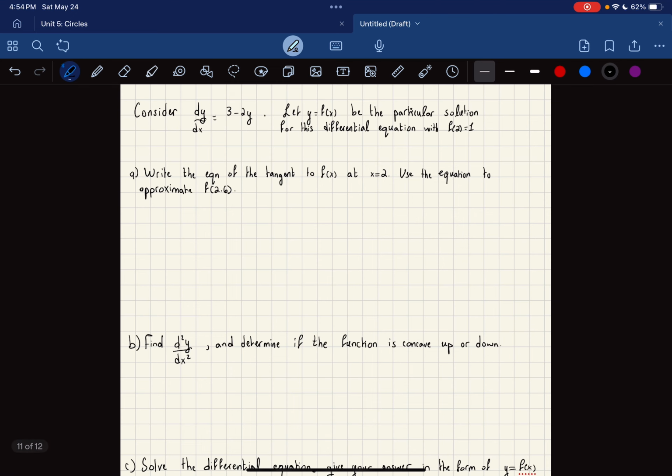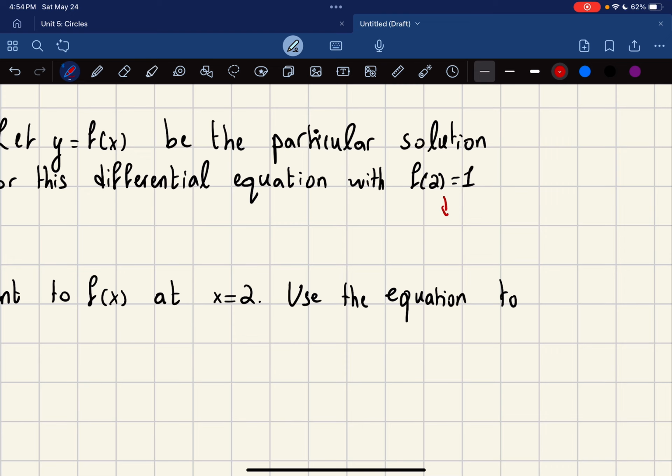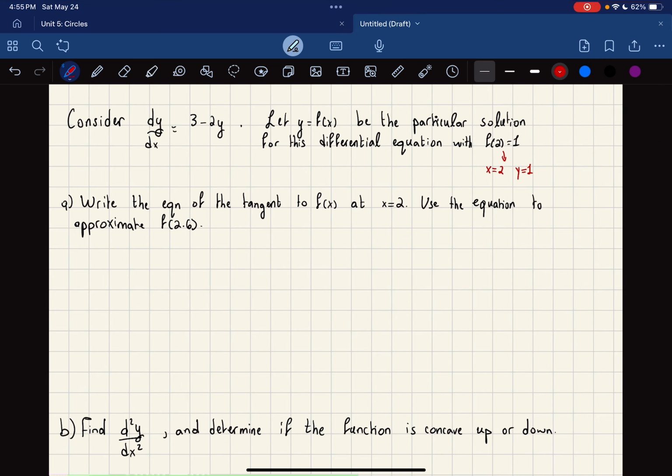acceleration functions. So consider dy over dx is equal to 3 minus 2y. It's a differential equation. Let y equals f of x be the particular solution for this differential equation with f of 2 equals 1. When they tell me that f of 2 is equal to 1, they are basically telling me that x is equal to 2 and y is equal to 1 as given values at that given point.